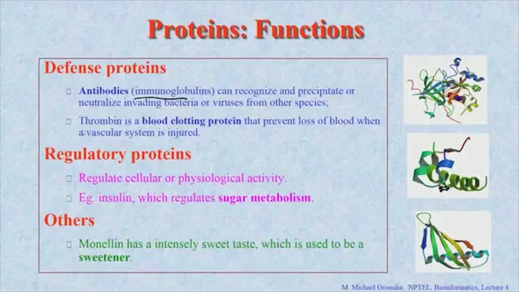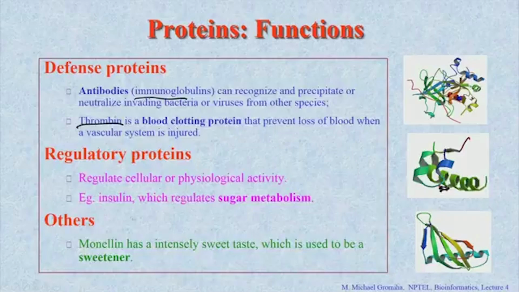Then there is another protein called thrombin, right. This thrombin is also very important because it is a blood clotting protein, because when you get injured, this should be clotted, right. So this is the one which helps when we get injured, to prevent the loss of blood in the vascular system, right.